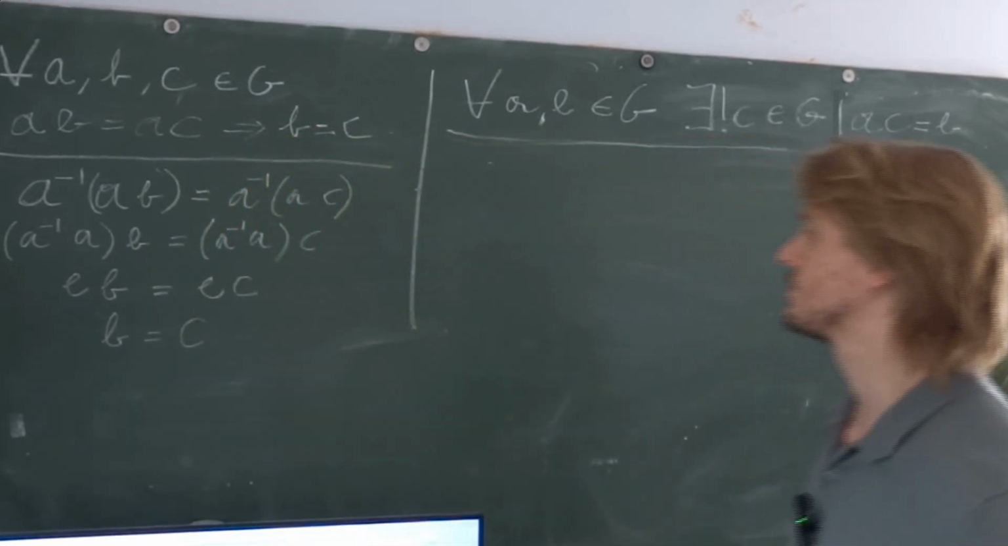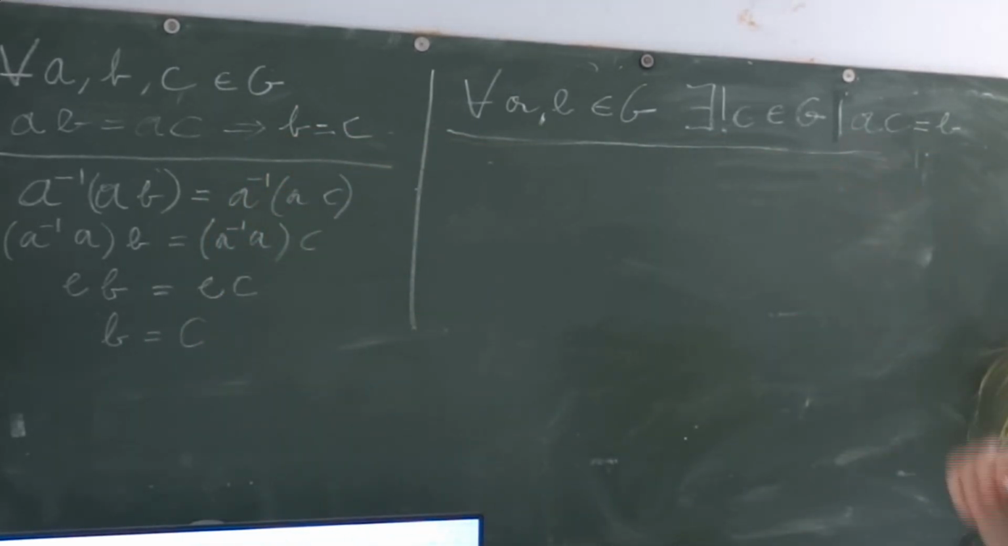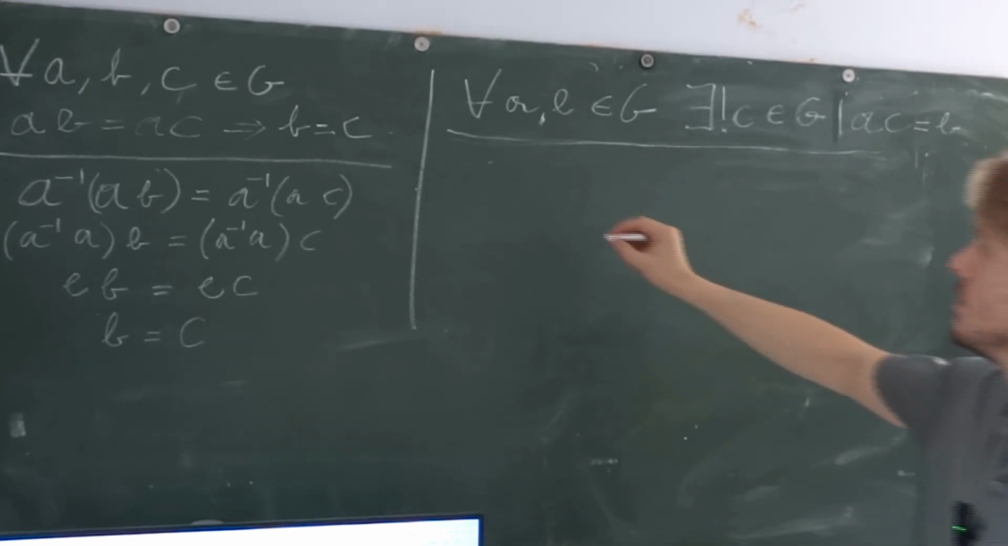And we're done. Okay, now for the second exercise here, we are asked to show that for any pair of elements from a group G, there exists a unique C for which it holds that A times C is equal to B, where the pair is A, B.